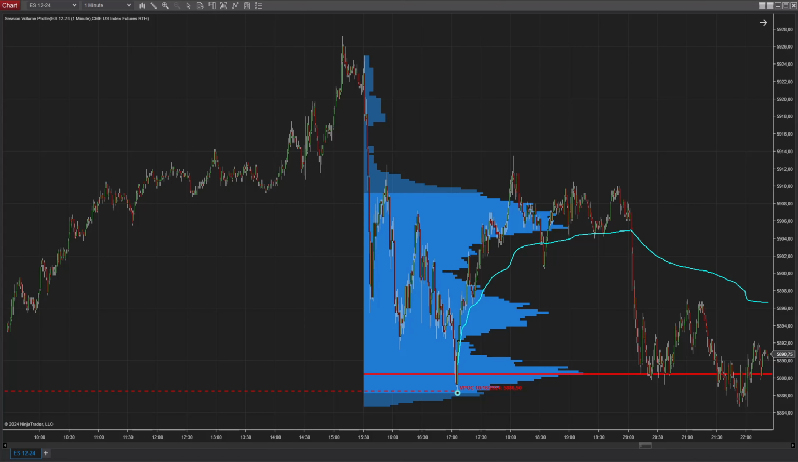For your exit, a straightforward target is to look for a return to the naked VPOC level where the bounce started, or in fact slightly below it. So in the example here, we're looking to retest this area, and that would be our exit point.